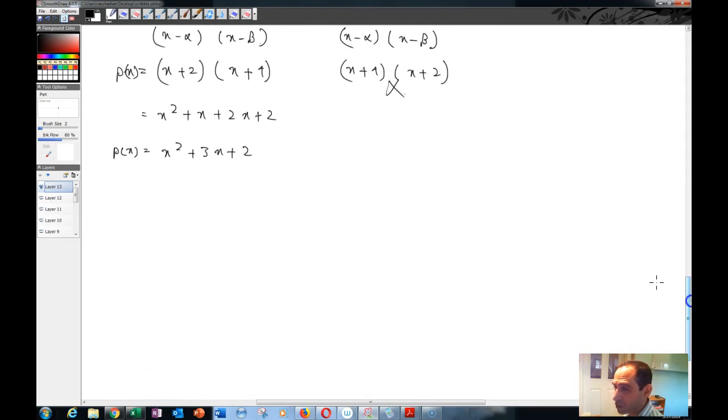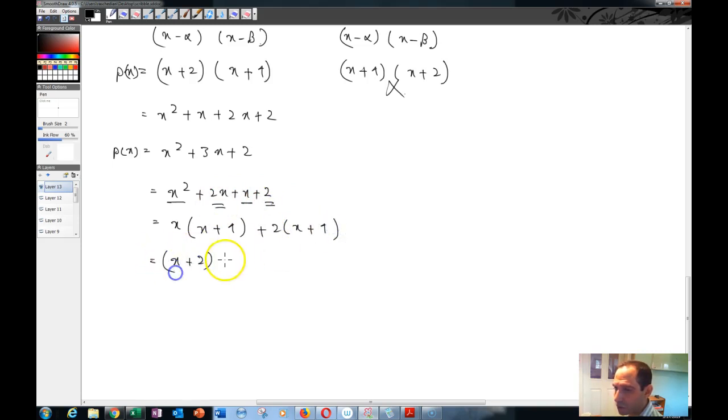you can actually solve this polynomial to find the zeros. So you can basically write this as x squared plus 2x plus x plus 2, and then you can write it as x times, take these two together, x times x plus 1 plus 2 times, take these two together, 2 times x plus 1, and that's equal to x plus 2 times x plus 1. Okay, so that means that this is your p of x.